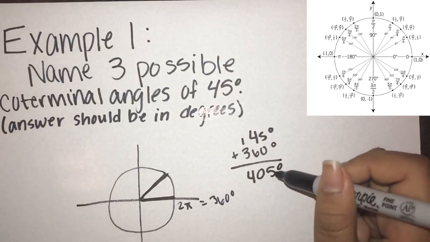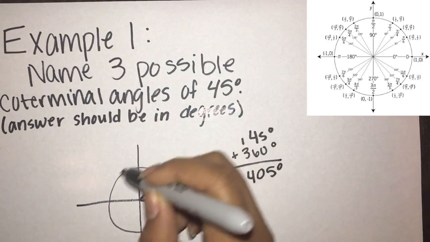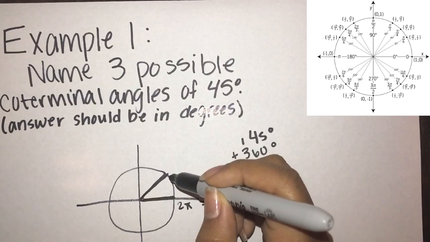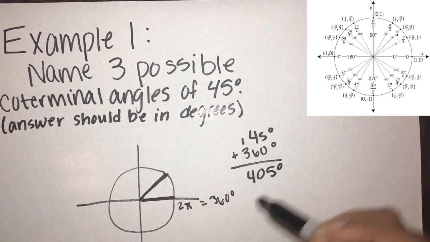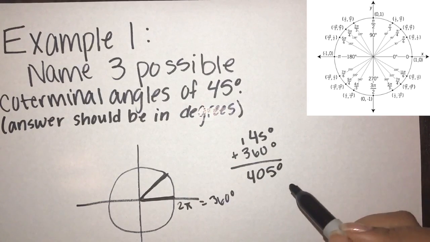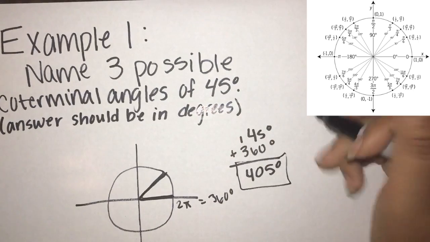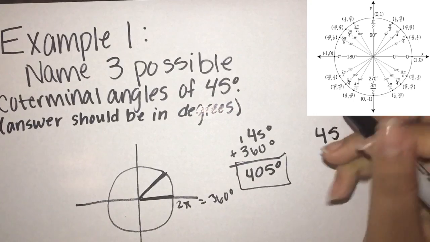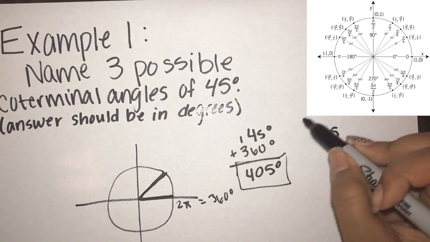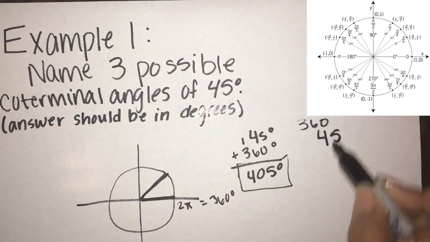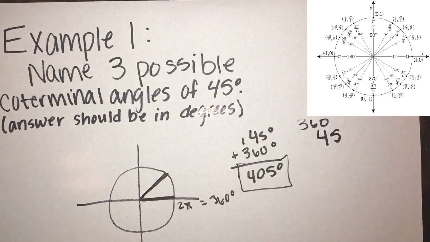Now that we found this, we know that if you were to go around the circle once and an additional 45 degrees, you would get 405 degrees in total. So this will be one of our answers. If we take the same 45, but instead of adding, we subtract 360, seeing as it's one full circle, this is how we can find the measurements easily.